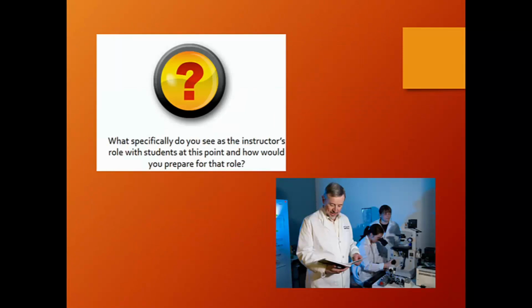What specifically do you see as the instructor's role with students at this point, i.e. relativism, and how would you prepare for that role? Instead of sage on a stage, the instructor should act as a facilitator of student learning, helping students navigate the complexities of course content. And this is often done through questioning strategies, through group work, and also by allowing students to articulate their misconceptions, and then you as the instructor help clarify those misconceptions as a facilitator.